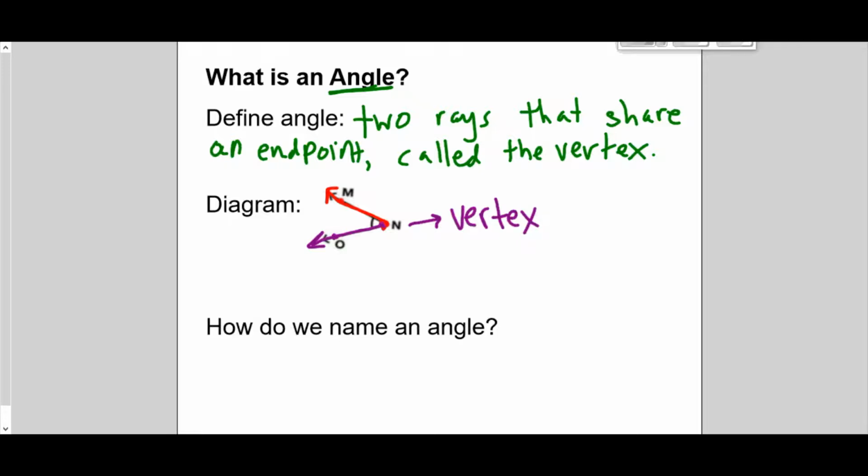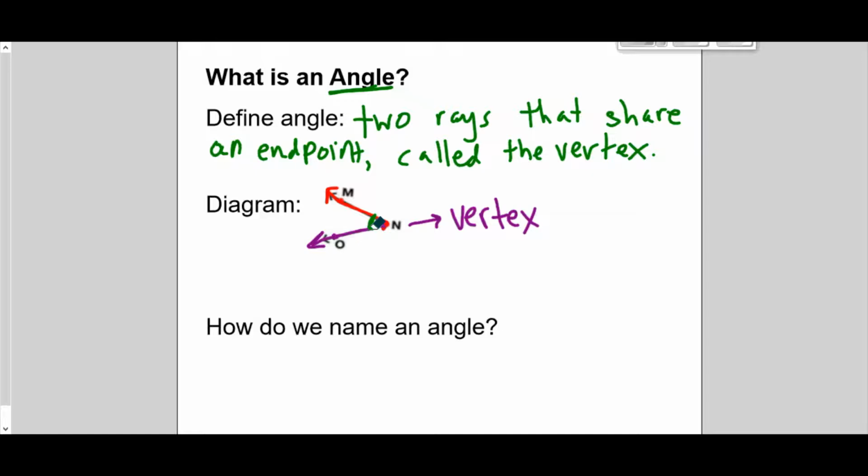And we usually denote an angle with this little half circle in there. It just shows me that this is an angle. So this is the angle I'm working with, that green one that I marked. The two rays that came together for this diagram are NM and NO. Those are my two rays. They join together to form this angle.